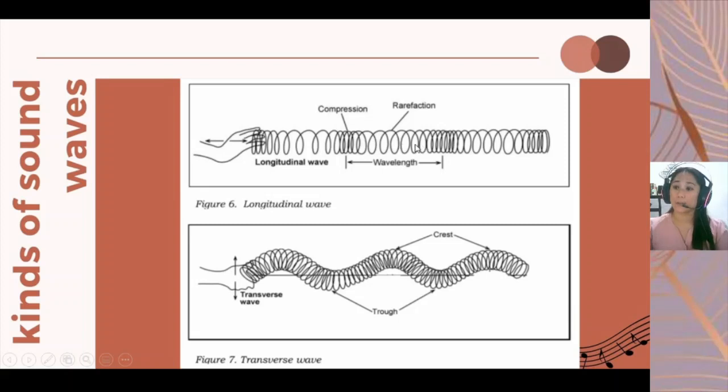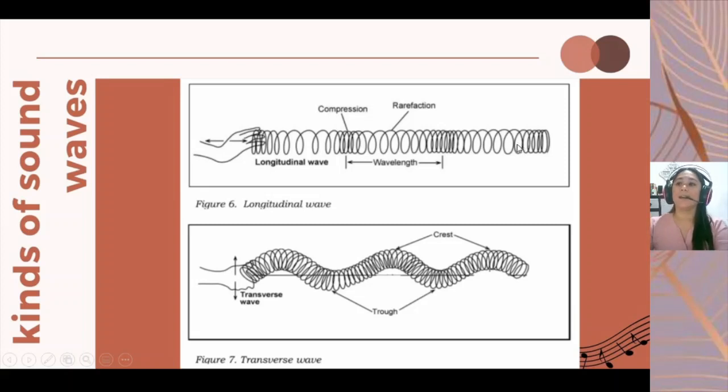So, sa drawing na to, ilan ang compressions na nakikita natin? Bilangin natin. 1, 2, 3, 4. Sorry for that. Napindot lang. Okay, ulitin ko. Ilan ang compressions? 1, 2, 3, 4. Okay? So, ano magiging wavelength niya? From one compression to another compression is equivalent to one wavelength. So, since meron tayong 4 na compressions, ilan ang wavelength na meron tayo? Okay, bilangin natin. 1, 2, 3. So, 3 wavelengths siya.